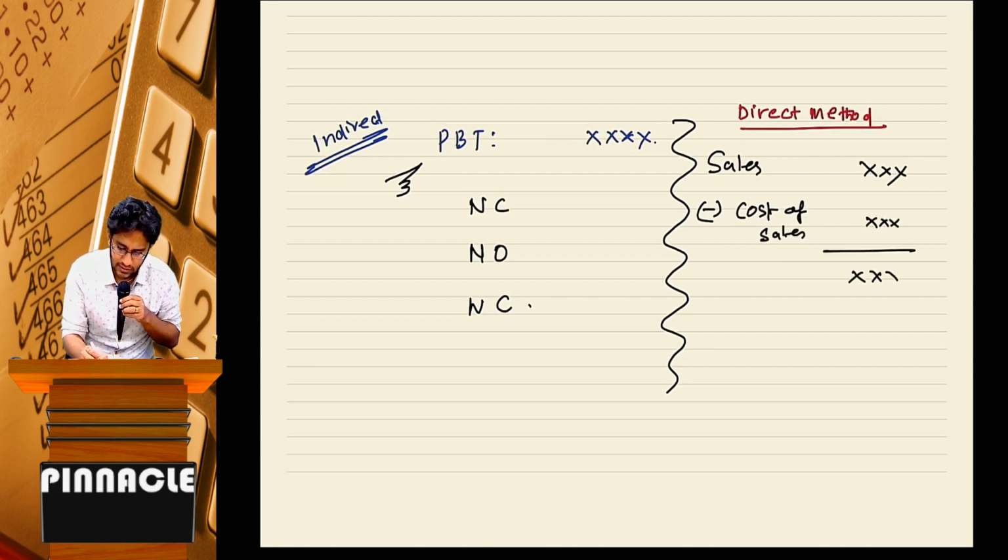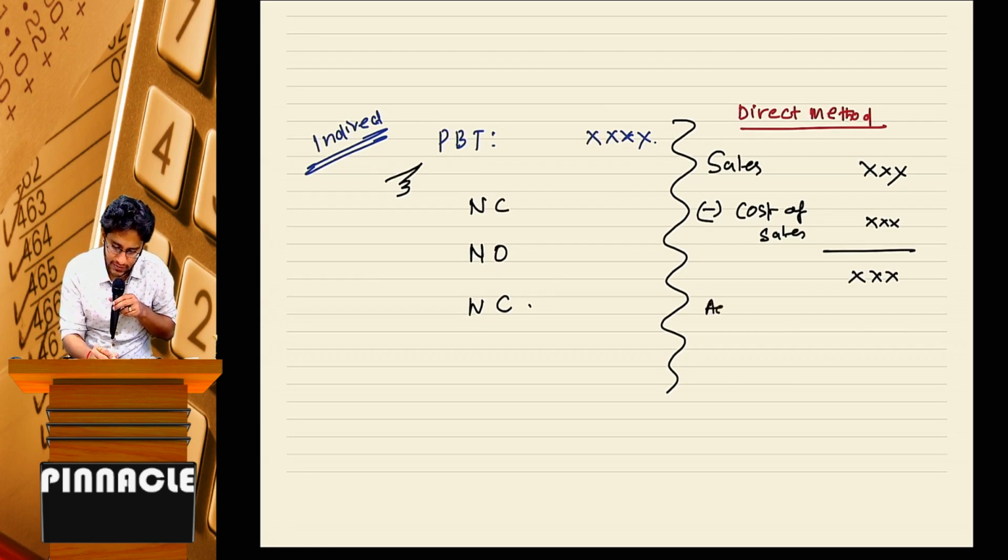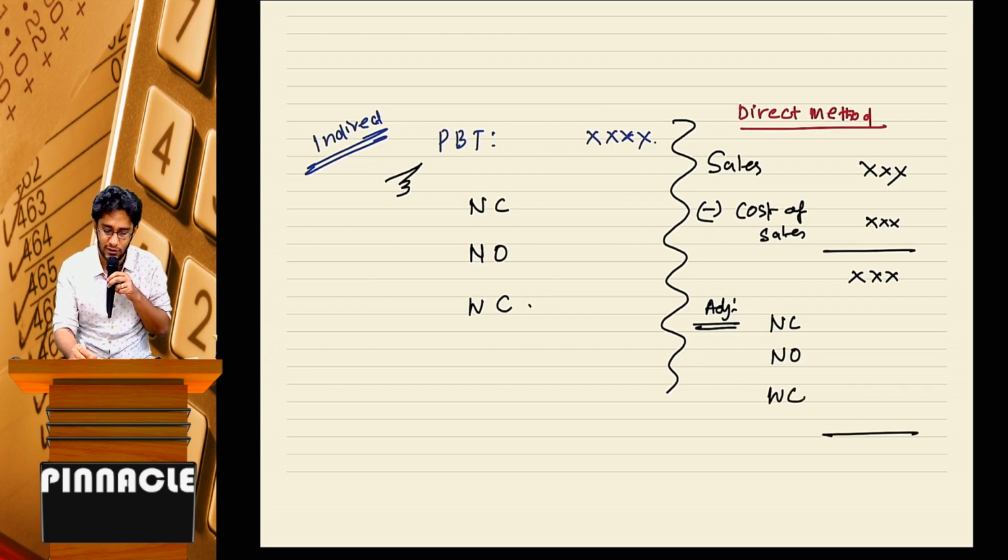Tell me sir, sales is a number, is it total inflow? Cost of sales is an outflow? No. So for this, make adjustments. What adjustments? Again the same adjustments: non-cash, non-operating, working capital adjustments. Get your cash flow from operating.